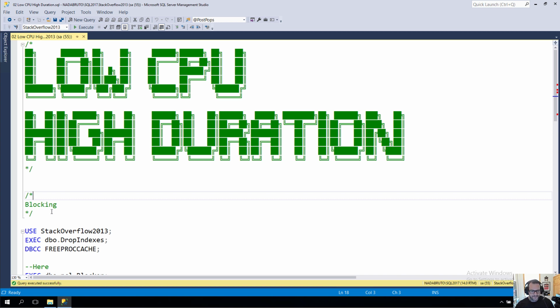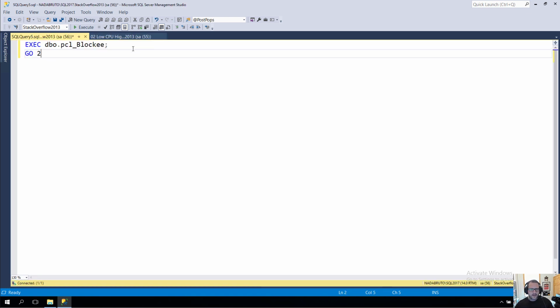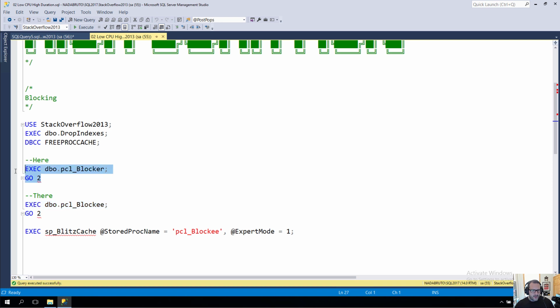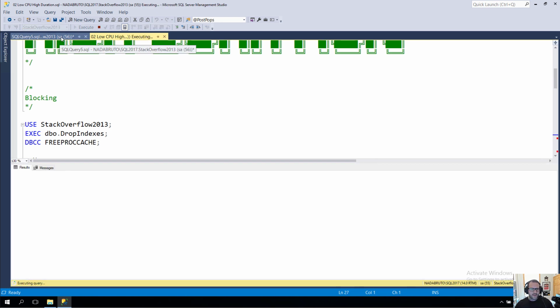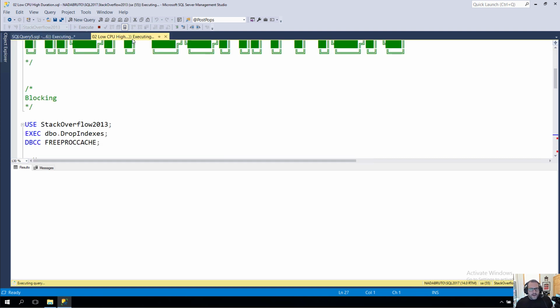and let's look at that. There are other causes, of course, but this one is, as far as I know, the most common. So let's get blocky in that window, and let's get blocker in this window, and let's fire that off, and let's fire this off.